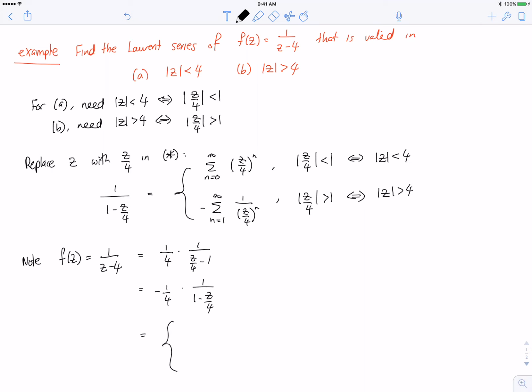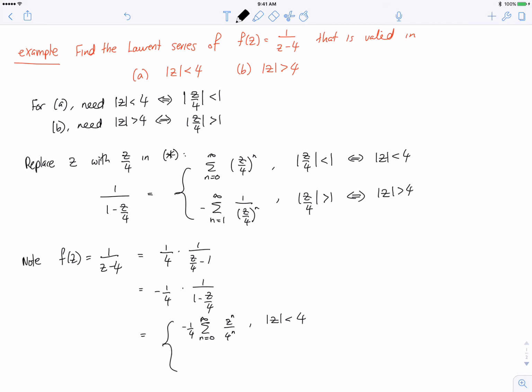two cases, right? Sum from, so it's going to be negative a quarter, sum from n equals 0 to infinity. So z on 4 to the power of n, I can just write that as z to the power of n on 4 to the power of n. And as we said, this is when the modulus of z is less than 4.